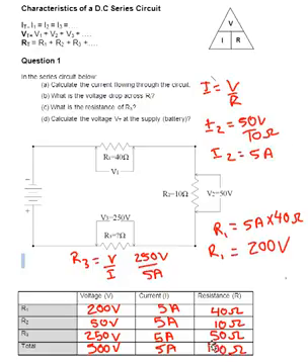Which brings us to the sixth step, and that's to double check the circuit to make sure all the values are correct.